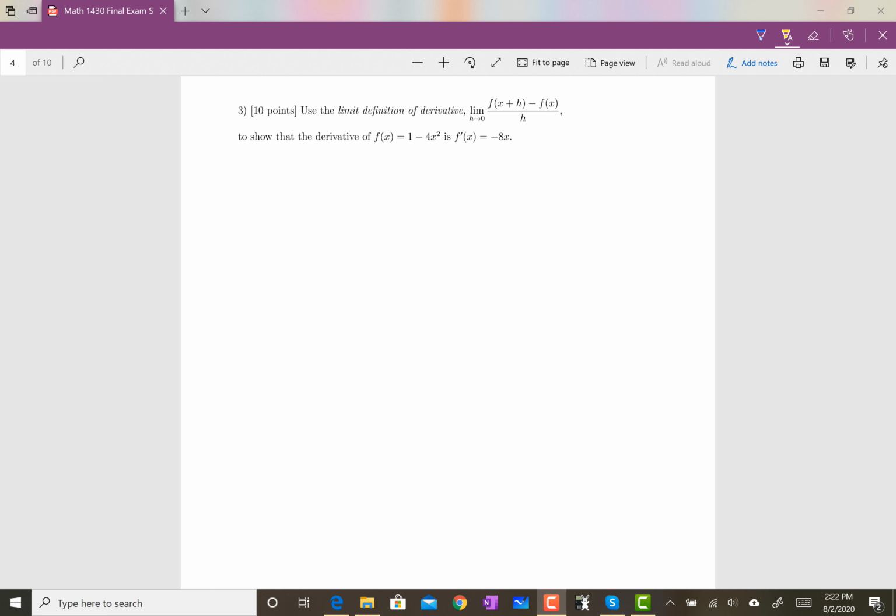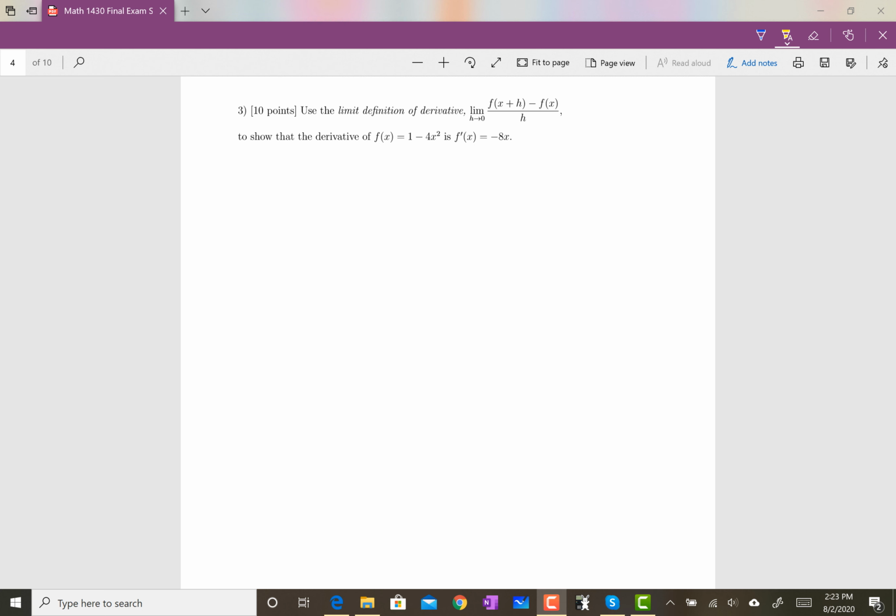Okay, this next problem has very specific directions. Use the limit definition of derivative, which I remind you is given by the limit as h goes to 0 of f of x plus h minus f of x over h, to show that the derivative of f of x equals 1 minus 4x squared is f prime of x equals negative 8x.